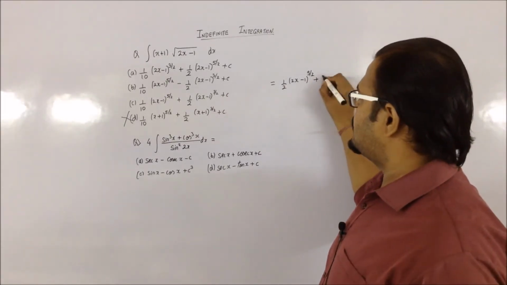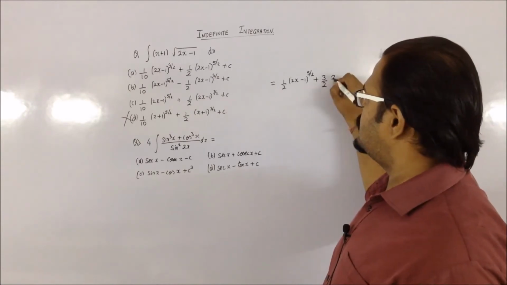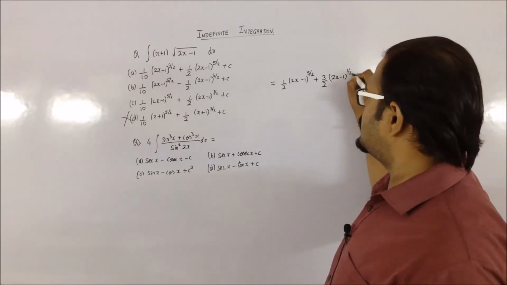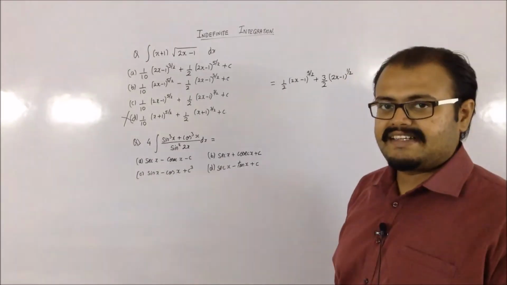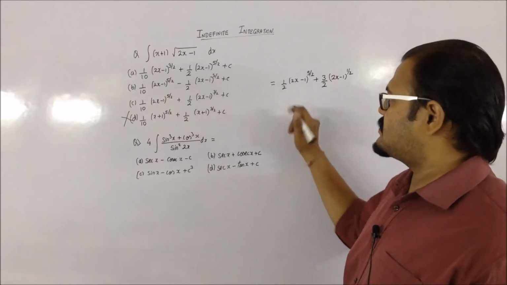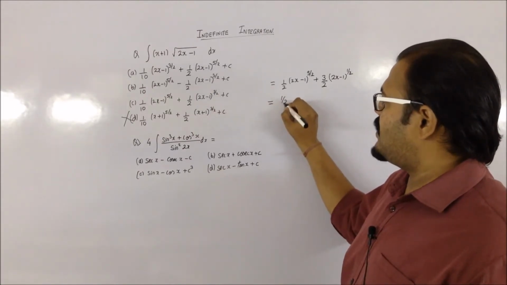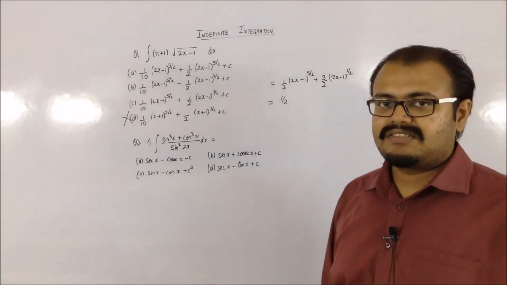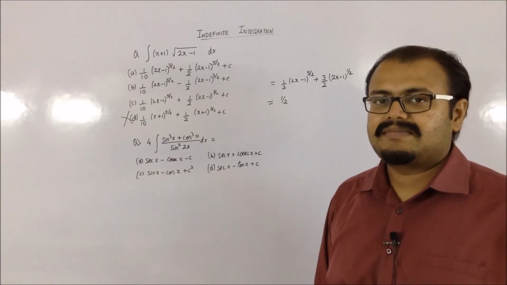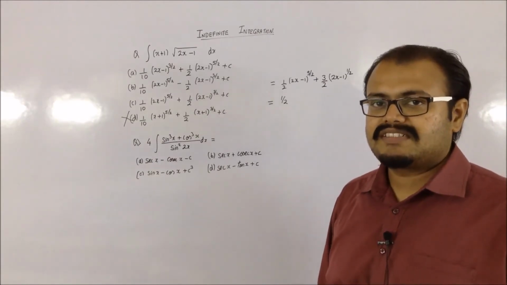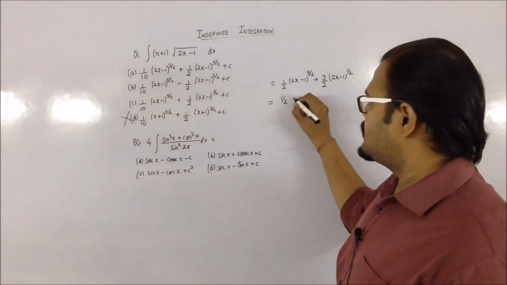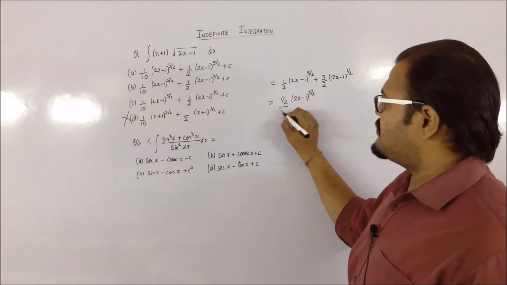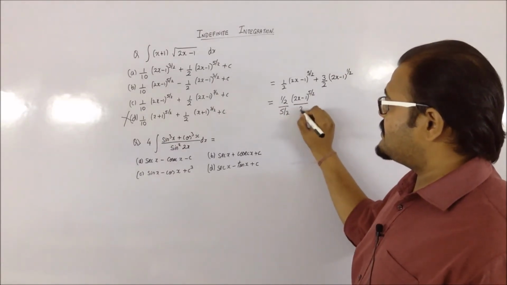Then plus 3 by 2 into (2x minus 1) raised to half. So now finding the integration of this. This term will be 1 by 2, which is the constant outside, (2x minus 1) raised to 3 by 2. Integration will be (2x minus 1) raised to 5 by 2, because it is of the form x raised to n. So it will be (2x minus 1) raised to 5 by 2 divided by 5 by 2 and divided by the coefficient of x.